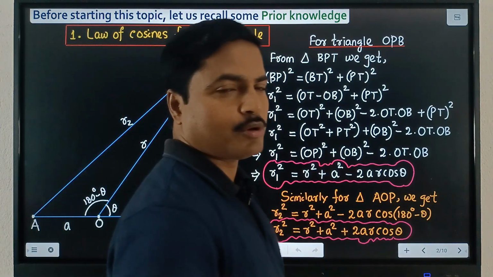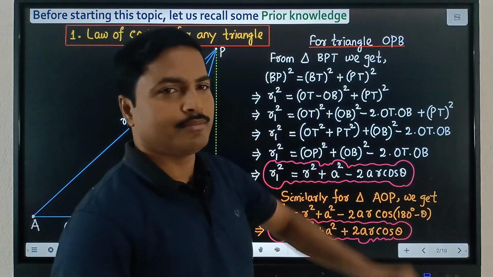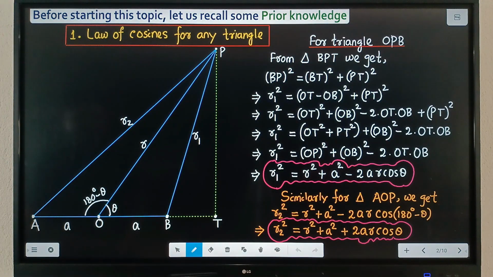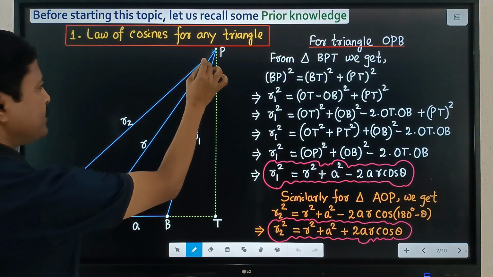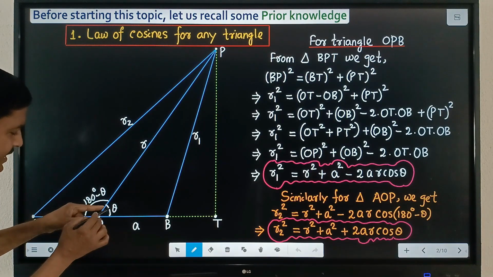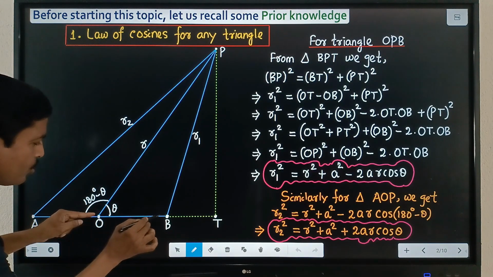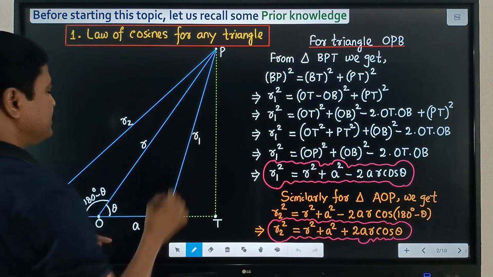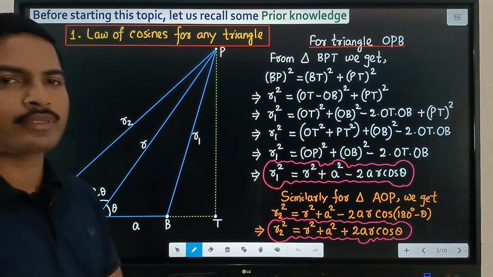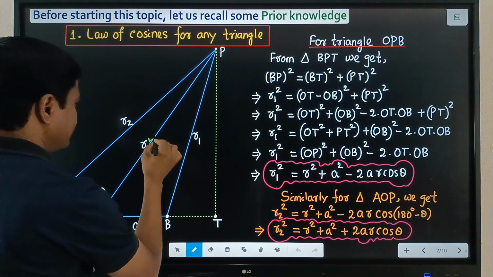We apply the law of cosine for the triangle OPB. Look at the diagram. From this triangle OPB, one angle is equal to theta. Theta is the angle between the OB side and the OP side. And one side, OP, we write as R.